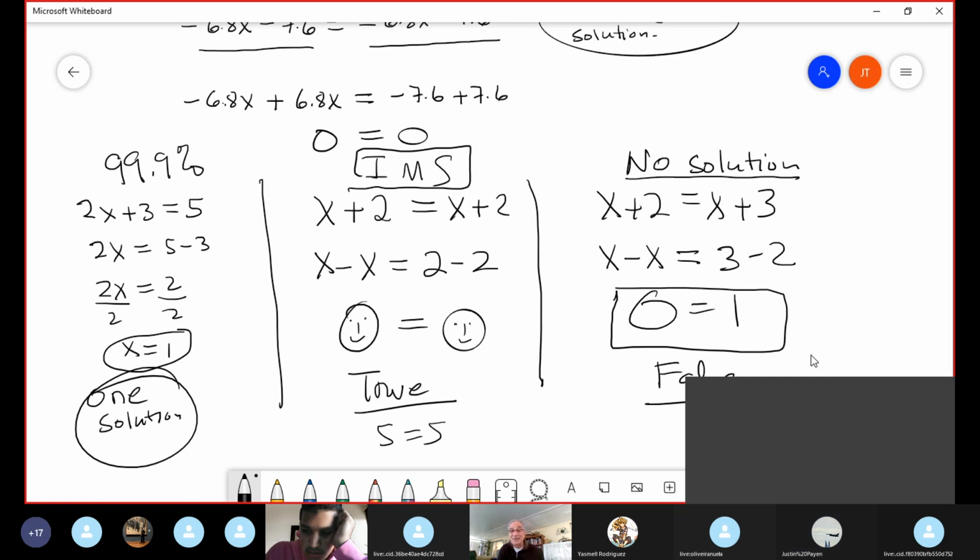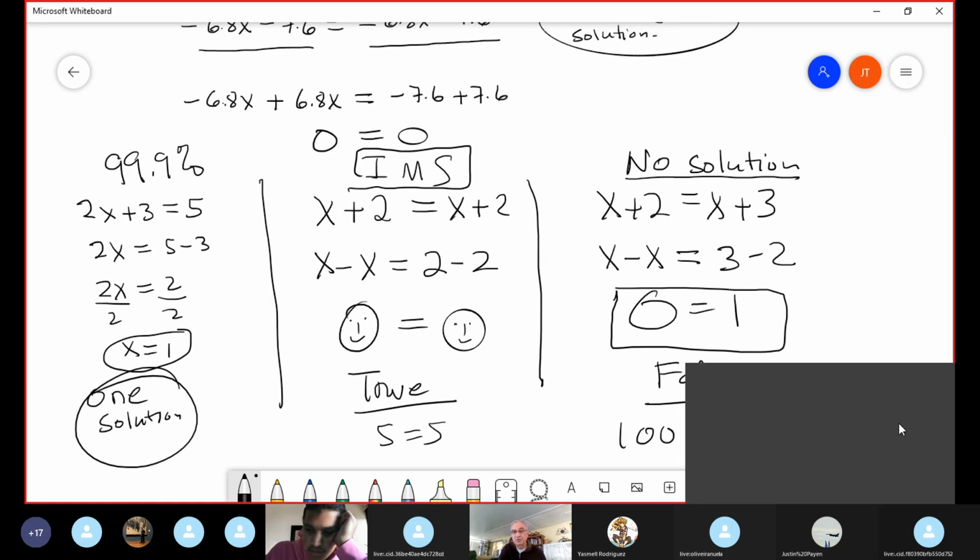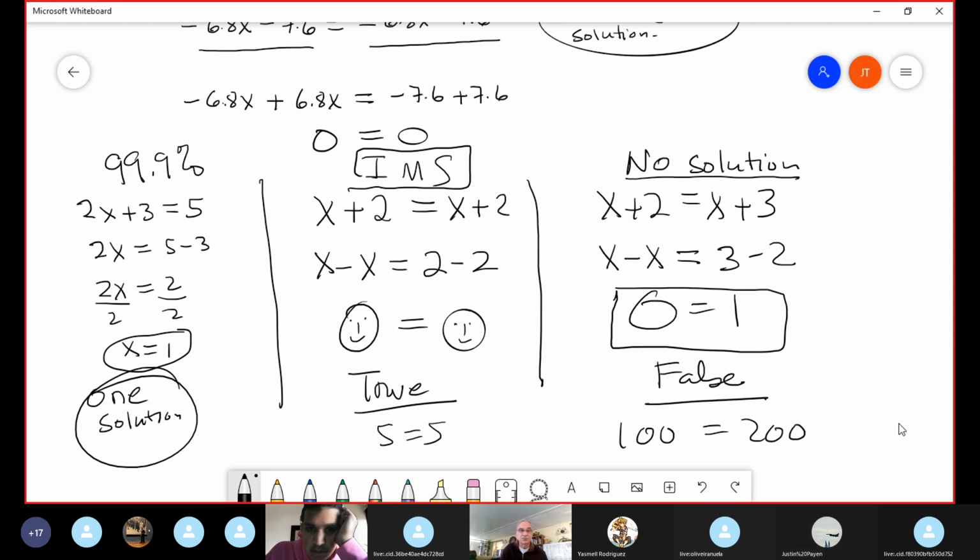When you get a contradiction, a completely false statement, the interpretation is this equation has no solution. Doesn't matter, suppose 100 equals 200. This is completely false, right? Yes. So no solution. Okay, guys.